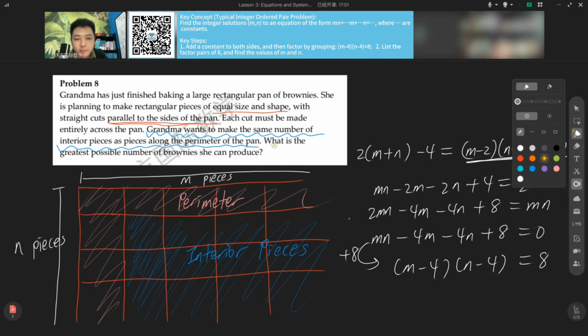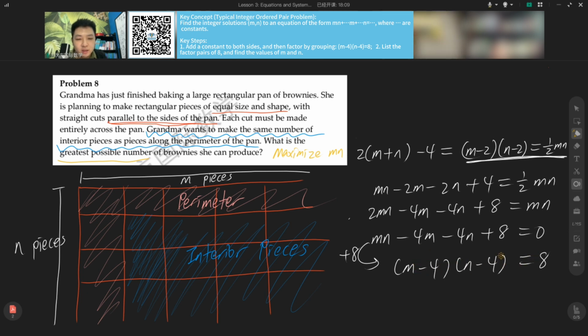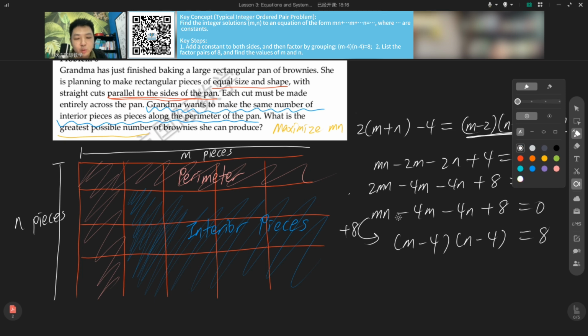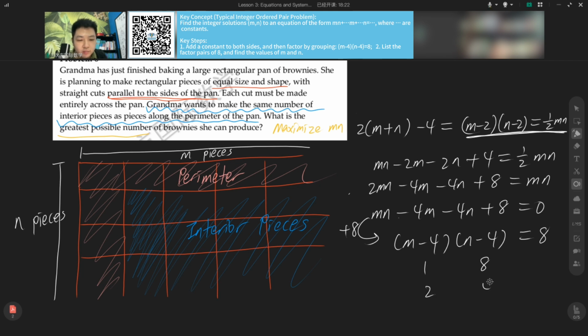It says, by the way, the greatest possible number. We are going to maximize mn. It really doesn't matter which one is which. 它这里是一个对称的，都是减4，所以呢，我们要的是 mn 这个积，所以哪个是哪个就不用考虑了。So the only possibility is either 1 and 8 or 2 and 4.